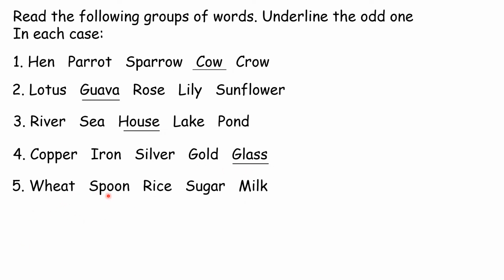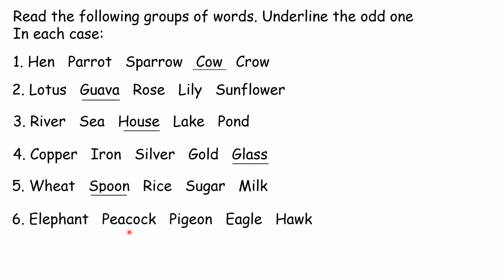Wheat, spoon, rice, sugar, milk. Which is the odd one here, children? Spoon. All the others are things you eat or drink, but spoon is not something you can drink or eat. So that is why spoon is the odd one out.